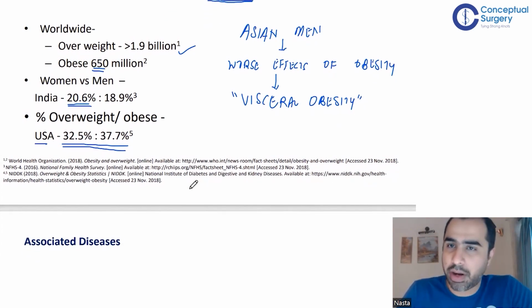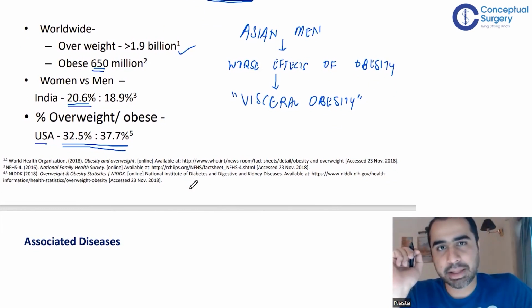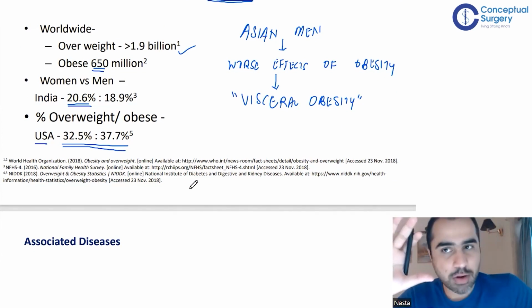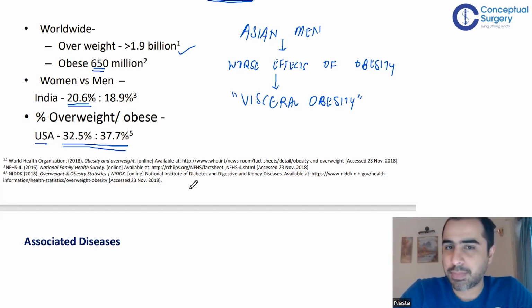Now, why are we so worried about obesity? Okay, the old understanding was the more weight I have, the more healthy I am. We always felt obesity or having more weight was a sign of prosperity, was a sign of being healthy. Unfortunately, no. This is a myth. It has been proven that the higher the weight, higher the obesity-related disease. But what are these diseases?